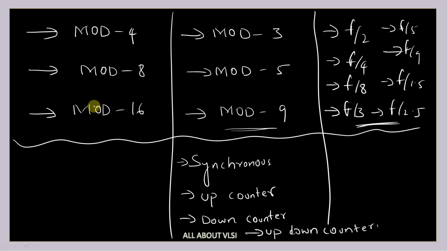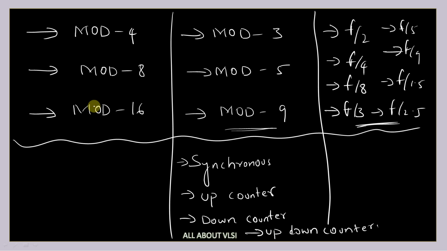In our previous videos, we started with the discussion of counters, where we saw the introduction of the counters we are going to discuss, like mod 4 counter, mod 8 counter, mod 16 counter, and the synchronous counters, up counters, down counters. This introduction we have seen in our previous videos, and we started with the development of the mod 4 counter, and we have seen the simulation results of our mod 4 counter also, right?